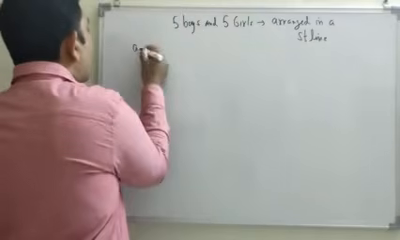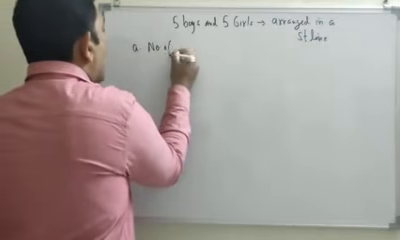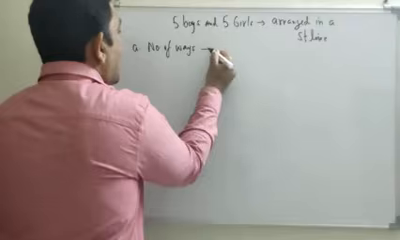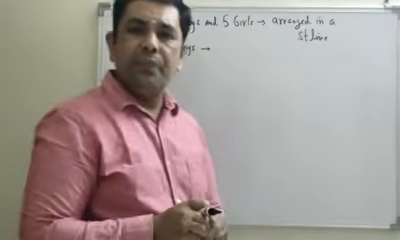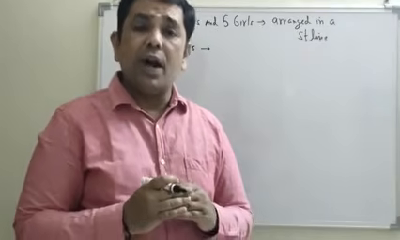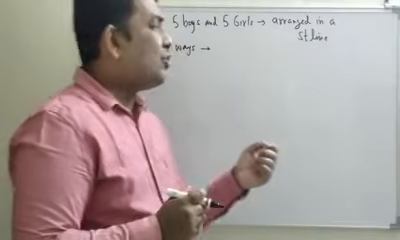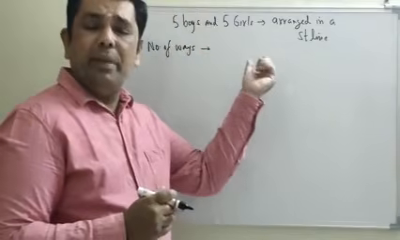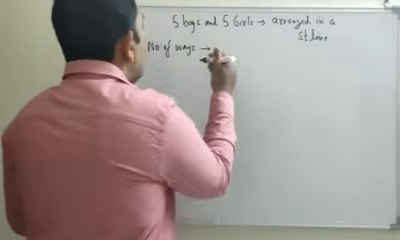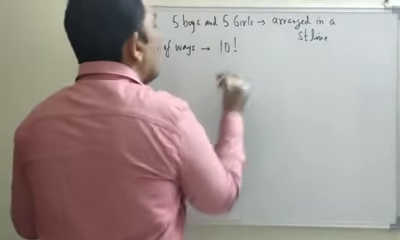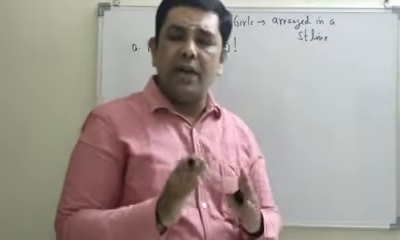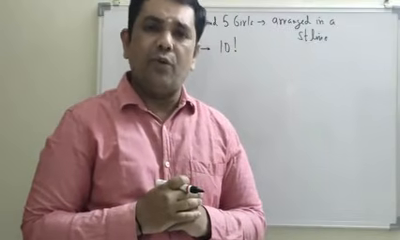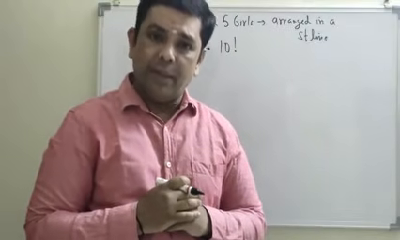Okay, the first one, number of ways if there is no condition. If there is no condition, obviously we are talking about arranging 10 people in a straight line. The number of ways is straight and simple, n factorial, 10 factorial.